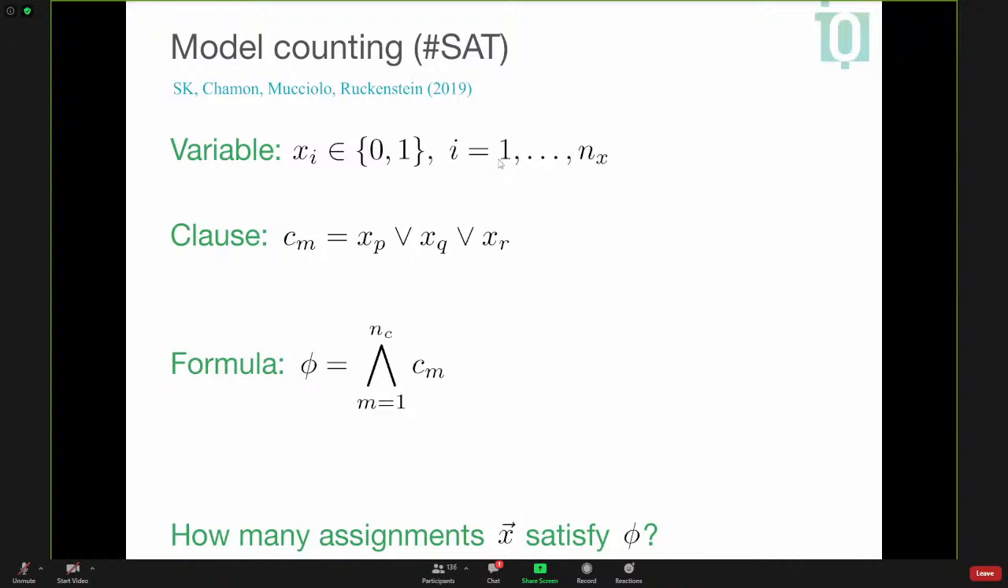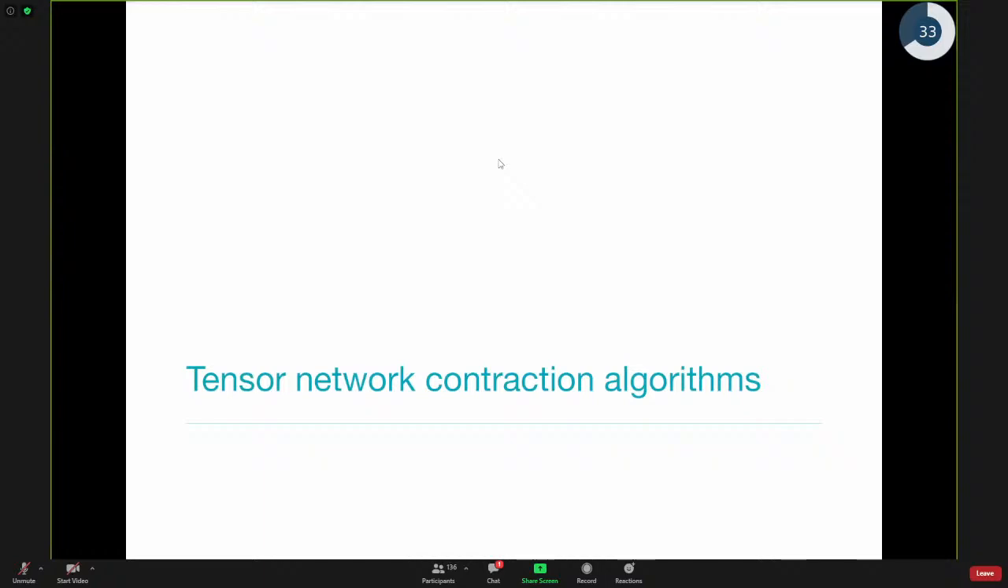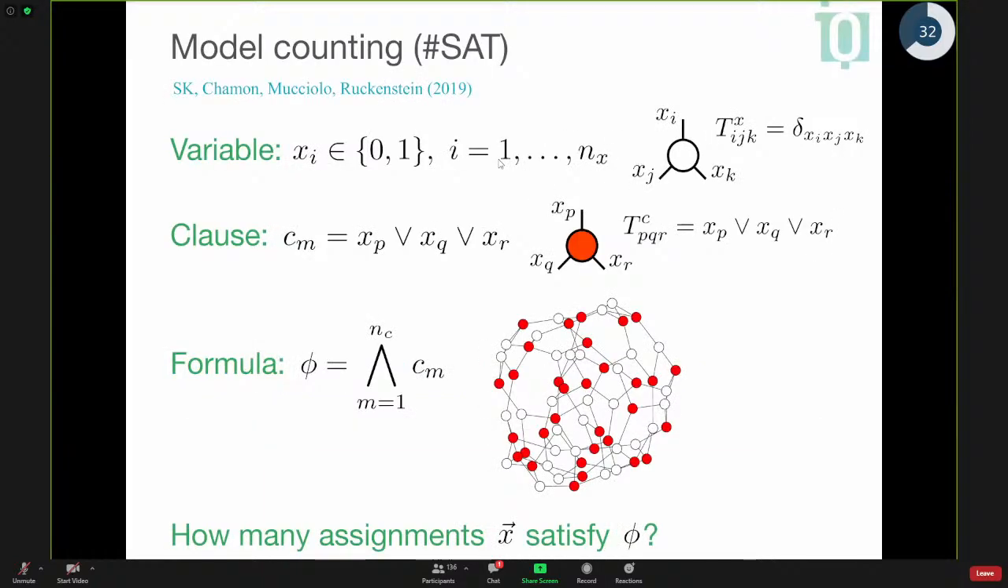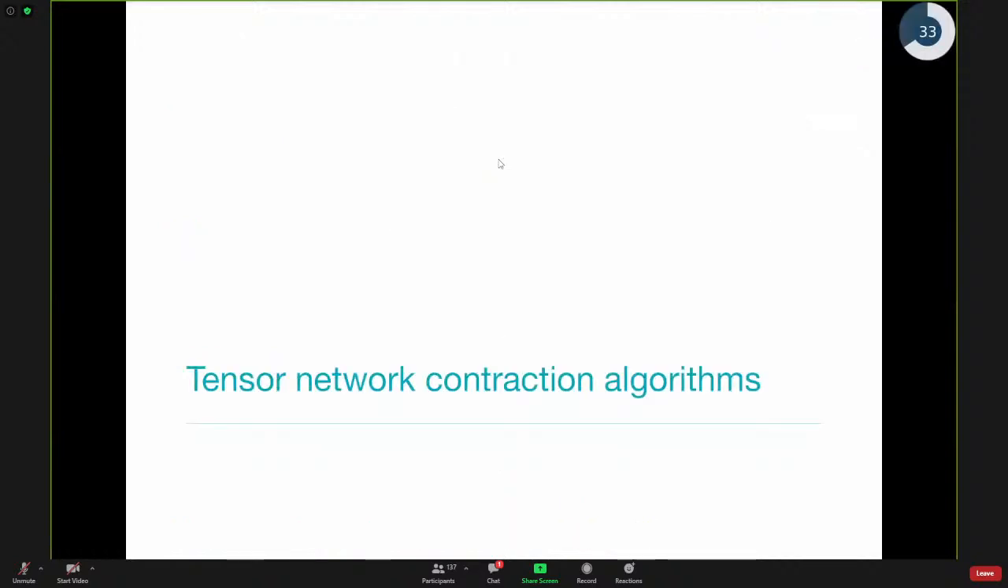So in the interest of time, I will skip this part, but basically what I want to show here is that you can also represent classical computational problems as tensor networks as well. And particularly this problem of counting satisfying assignments for satisfiability problems can be represented as a tensor network. But here we're interested in quantum stuff, so I will skip this. I will very quickly now show you a way to contract unstructured tensor networks.